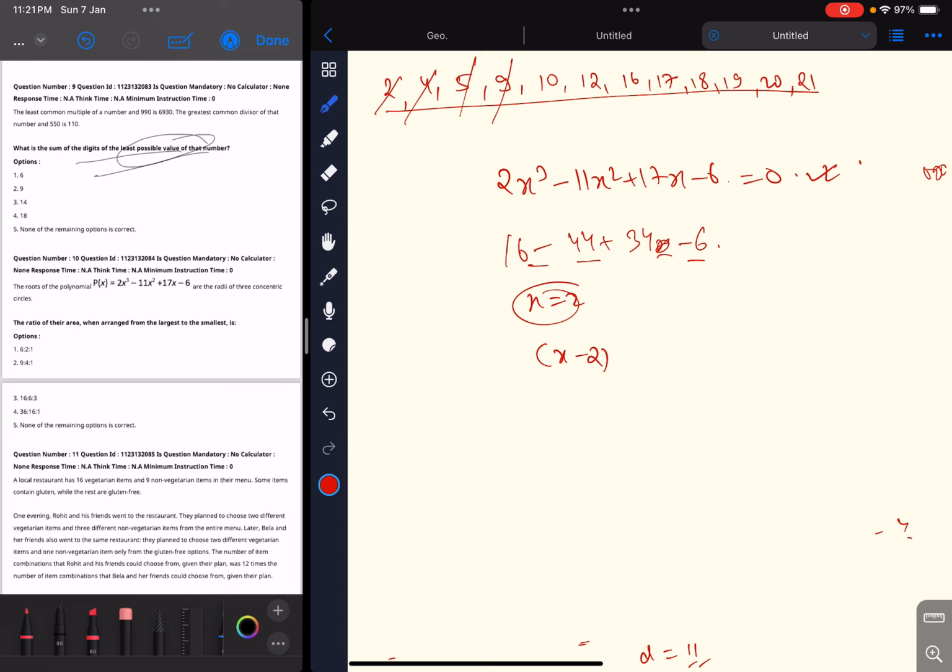We know that this is a cubic equation, right? So a monomial into a quadratic equation will result in this cubic. Suppose the quadratic equation is ax square plus bx plus c, and this is equal to the given expression, that is basically 2x cube minus 11x square plus 17x minus 6.